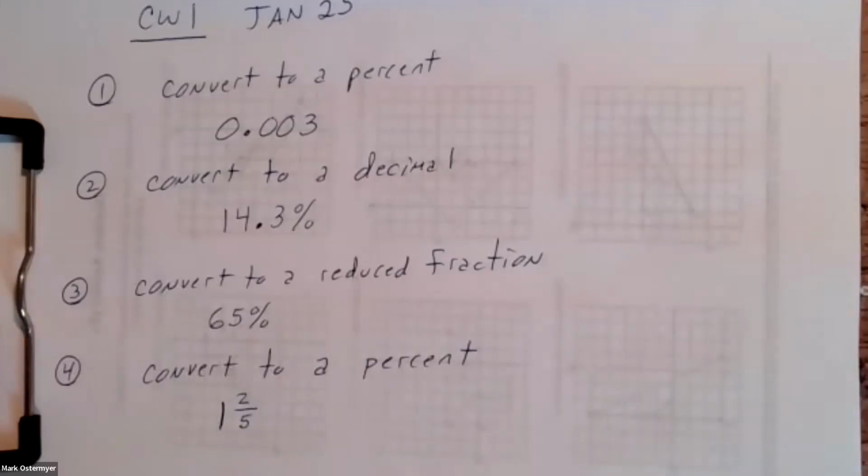Number 4, what is that number again? It's 1 and 2/5. Oh, there we go. Thank you. Sorry, my screen is messed up. 1 and 2/5. Yep.